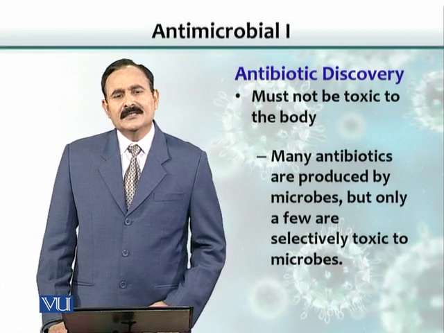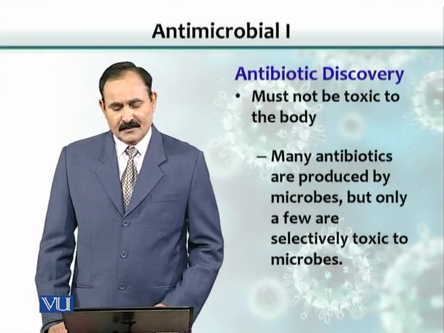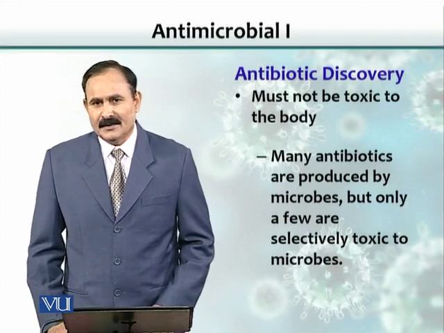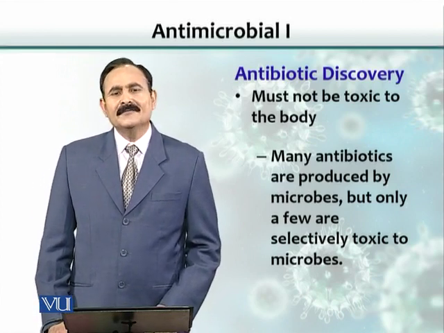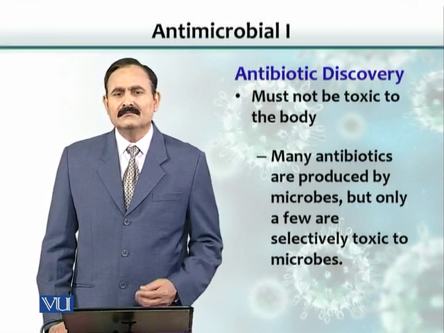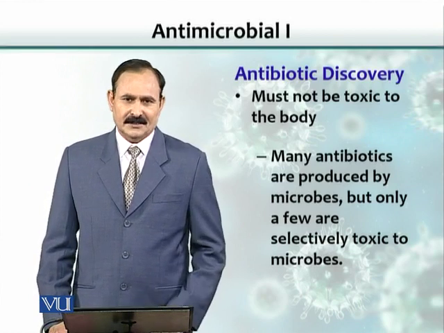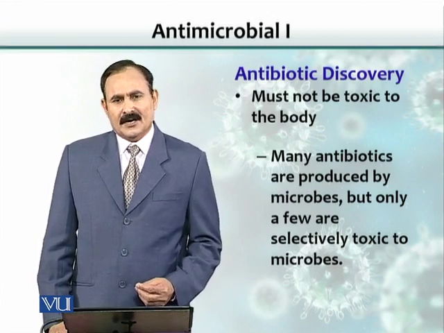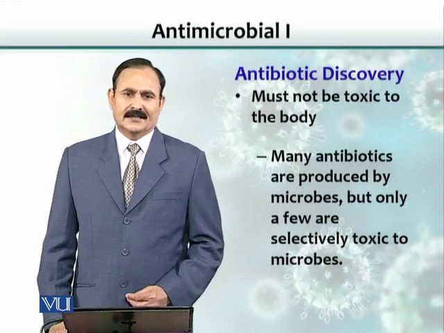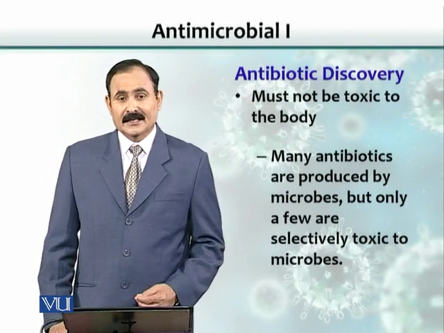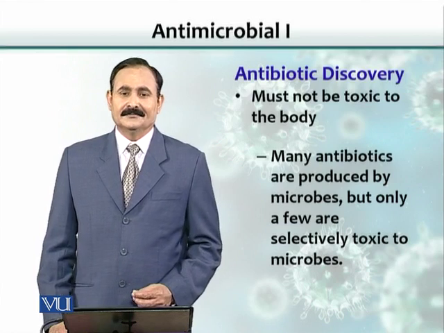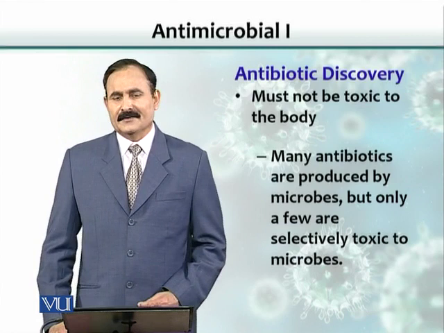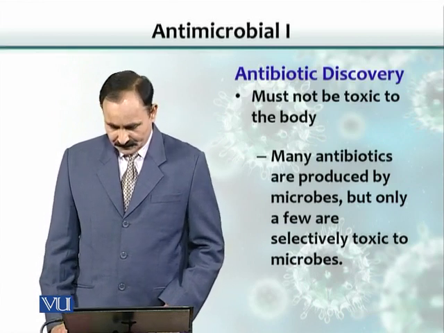Now, what is the problem with this antibiotic discovery? The problem is that although there are many organisms that secrete these antibiotics, not all of them are useful. Only a couple or a bunch of them are. The reason is that any chemical that you use in the body should not be toxic to the cells of the body. It should be selectively toxic to the microbes. And that is the problem in discovering these antibiotics.